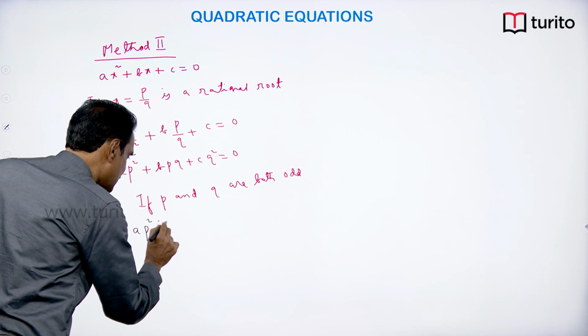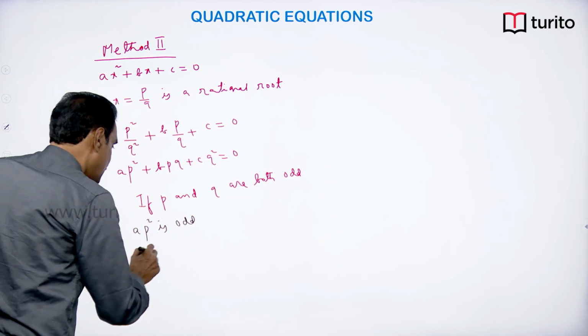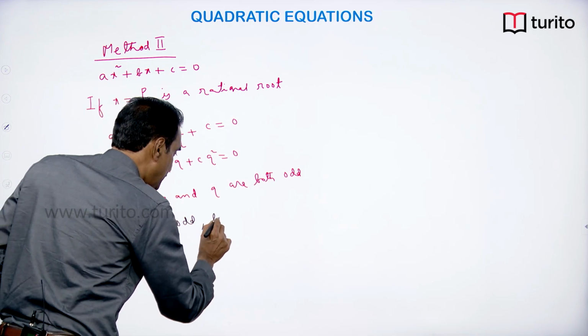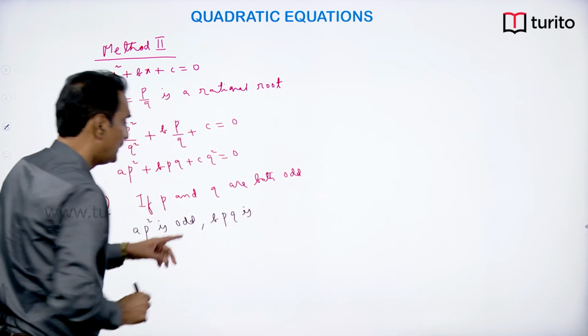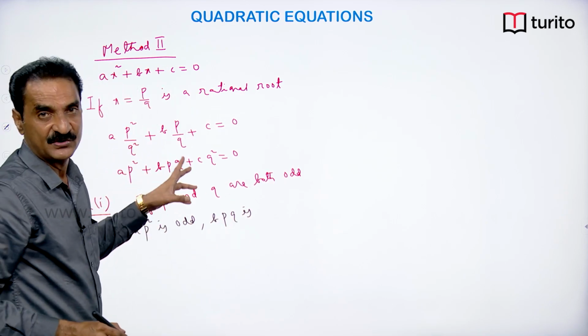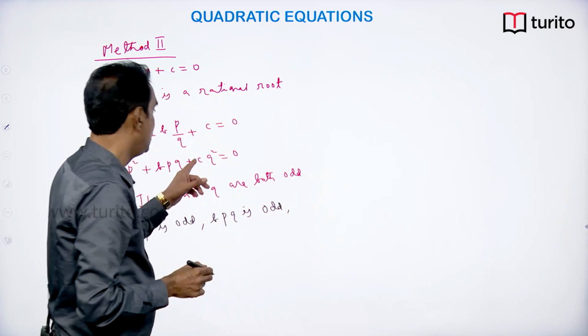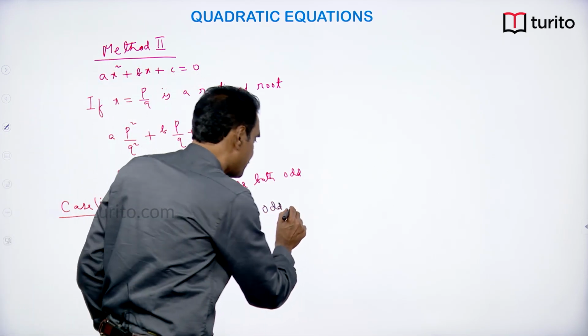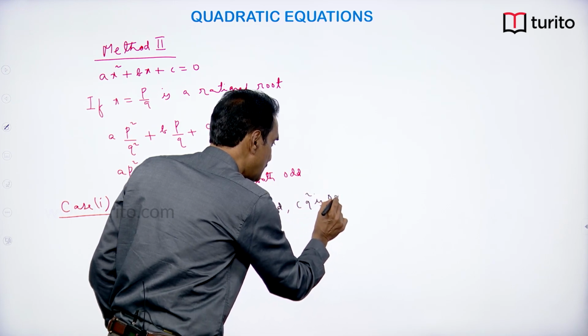AP square is odd because A is odd, P is odd. Next, BPQ. B is odd, P is odd, Q is odd. So, BPQ is odd. And what about CQ square? It is also odd.